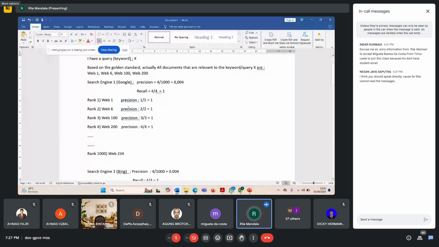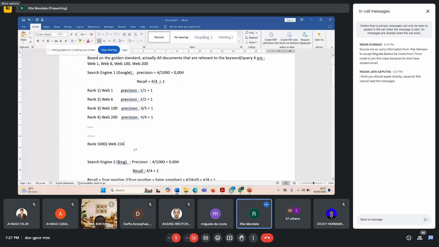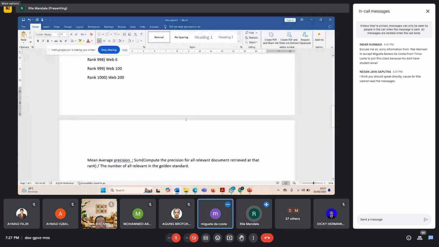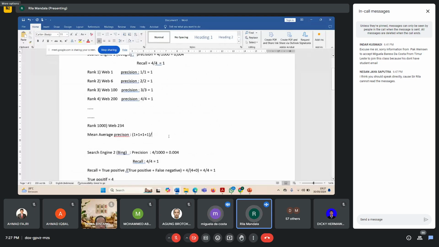Okay, yeah. So what is the mean average precision? The mean average precision will be, you sum up all the precisions at the relevant documents. So that will be 1 plus 1 plus 1 plus 1, divided by all relevant documents in the golden standard. All relevant documents in the golden standard is 4. So 4 divided by 4 is 1. Do all of you understand how to compute mean average precision?